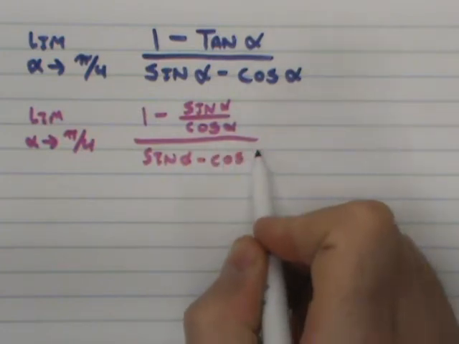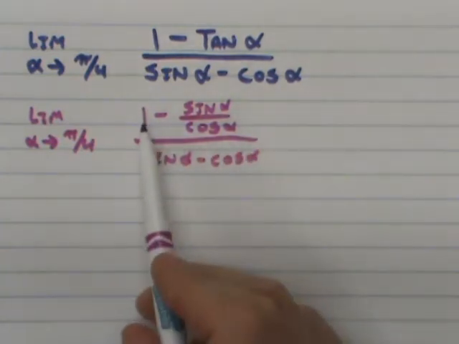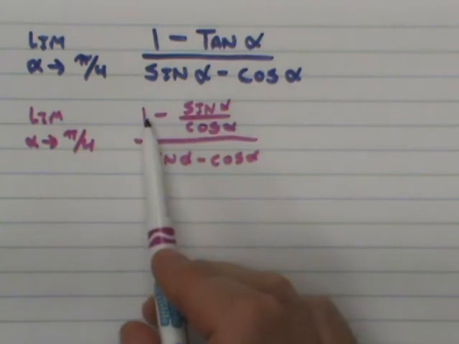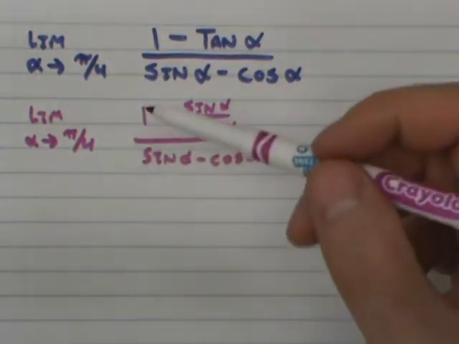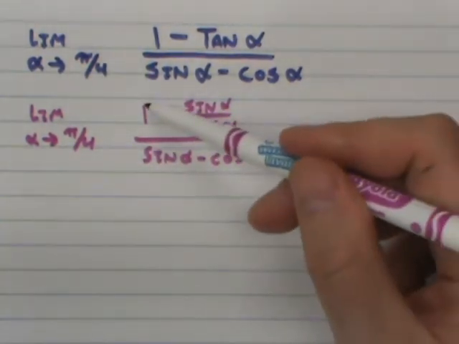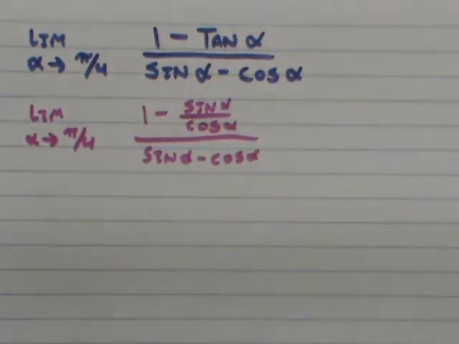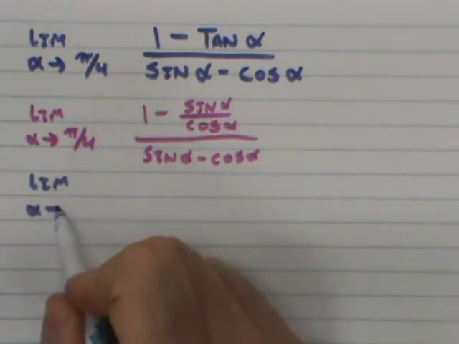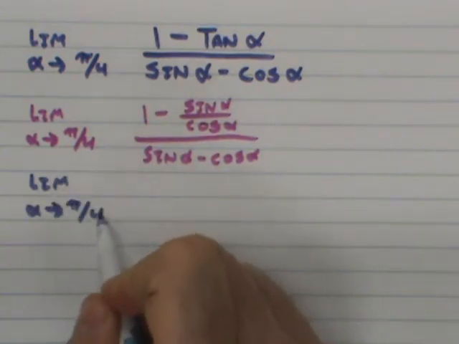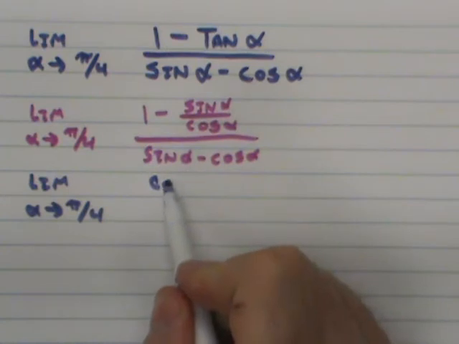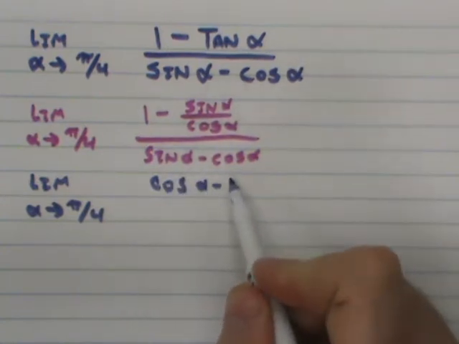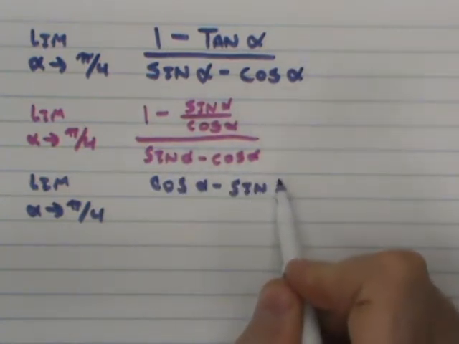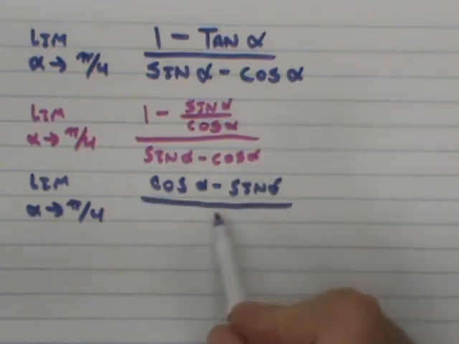I recognize that this leading number 1 could be turned into anything. So what I'm going to do is turn it into a common denominator, go cosine over cosine. By doing that, I can produce a statement that says the limit as alpha approaches pi over 4 of cosine alpha minus sine alpha all over cosine alpha.